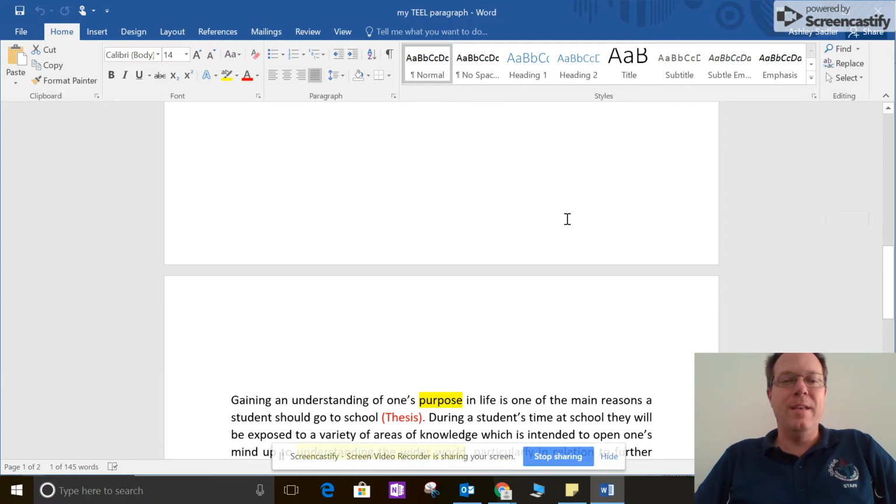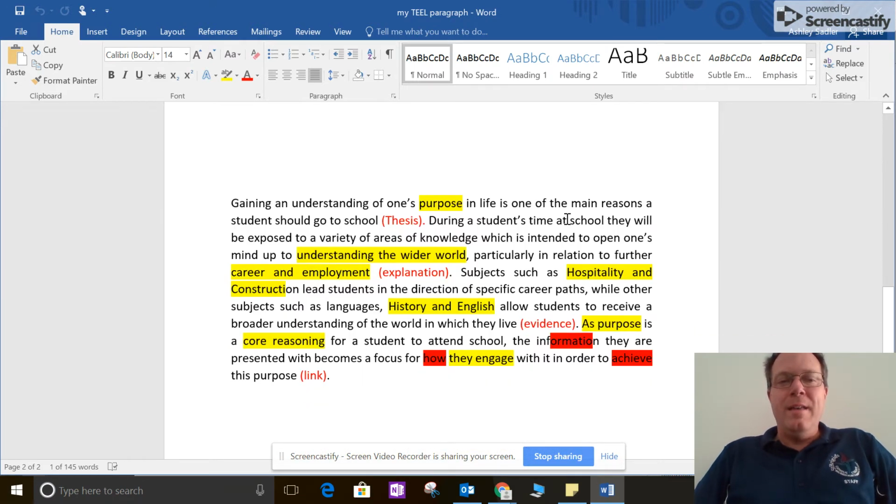All right, let's jump down to the paragraph itself. So here's my paragraph. My thesis sentence or my topic sentence or my point sentence gives me my main argument. So gaining an understanding of one's purpose in life is one's main reason a student should go to school. So straight away, my core reason is purpose. You come here so you can find life's purpose.